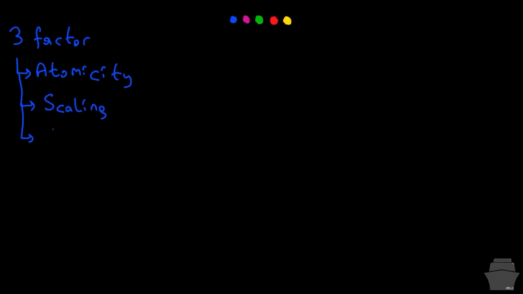Guys, we are gonna stand on 3 factors while choosing a database for your app. These are atomicity, scaling, speed. So what is atomicity? Atomicity provides consistency in the database. It guarantees that certain processes will work together.